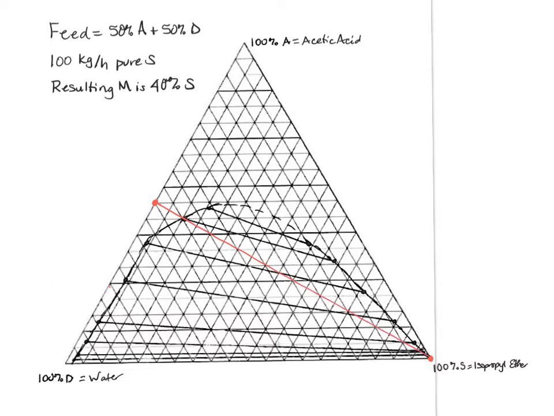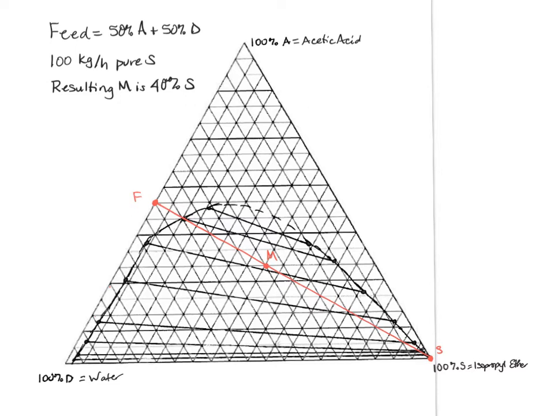We also know that it's going to have a composition that is 40% solvent, so right there. Okay, so this is my feed, this is my solvent, and this is the resulting mixture. I can figure out the quantities in each stream by doing a material balance.